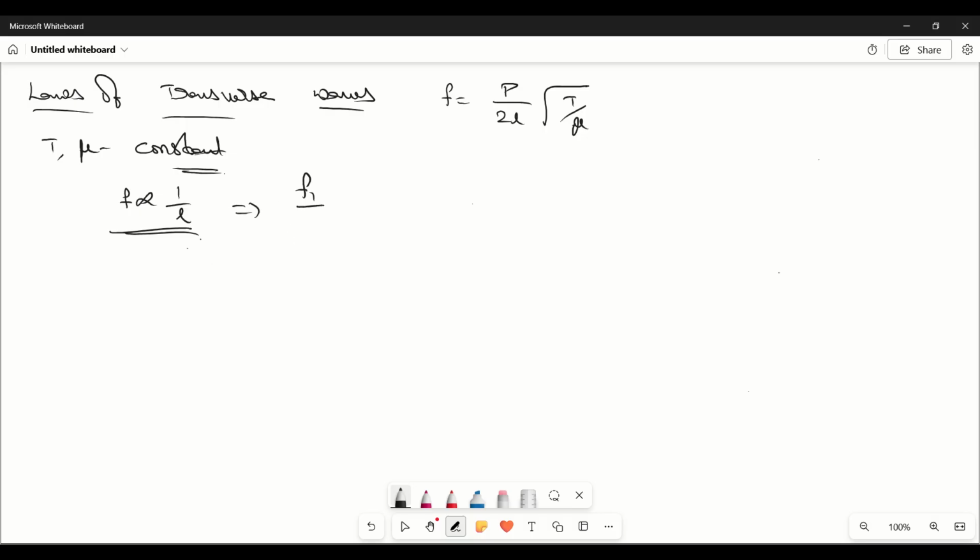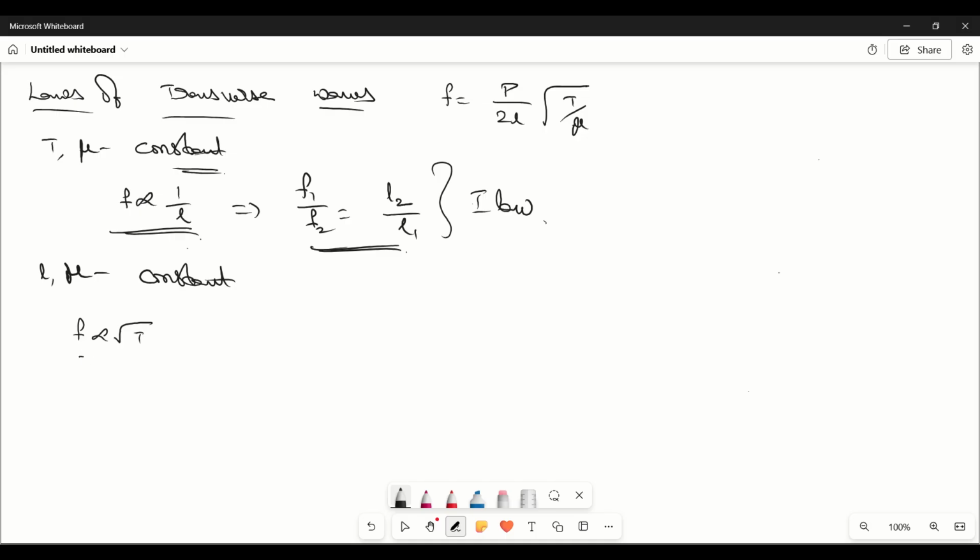So this represents the first law, whereas when we consider the second law, here we are going to represent L and mu are constant, meaning length and linear density are constant, whereas we are going to change the tension. So based on that we can represent that frequency is directly proportional to square root of tension. So here we can represent f1 by f2 equal to under root of T1 by T2. So this represents the second law.